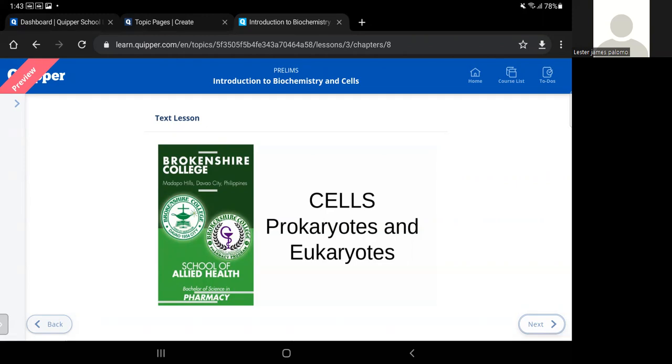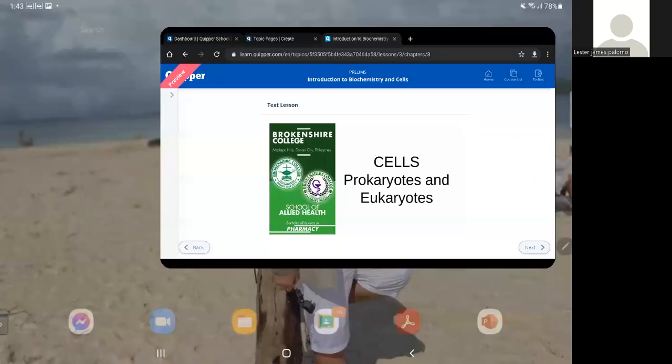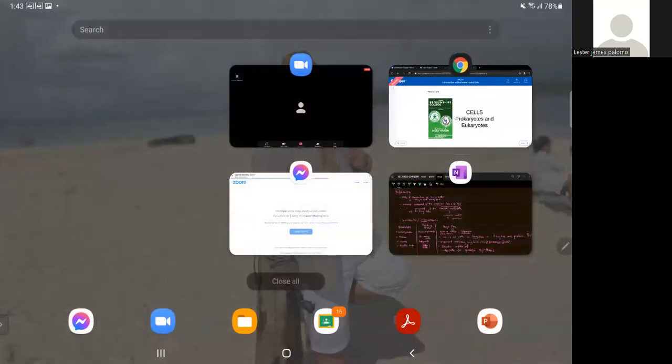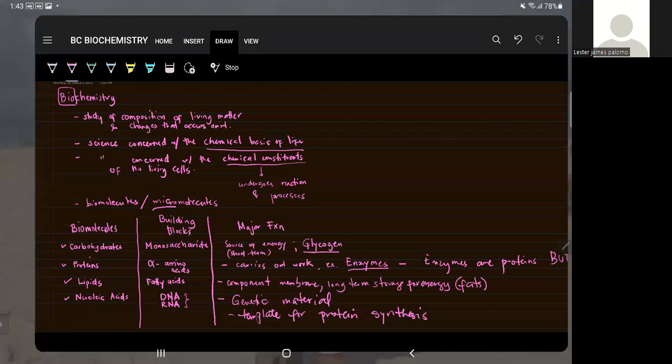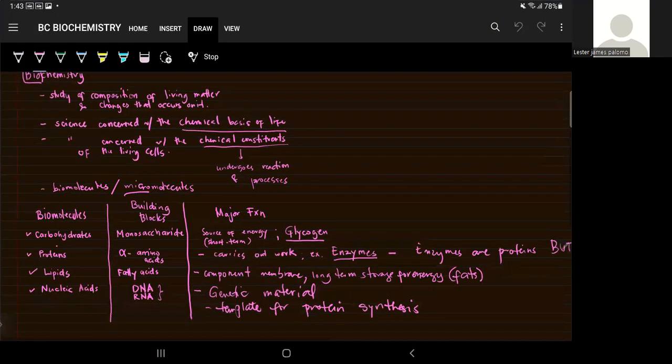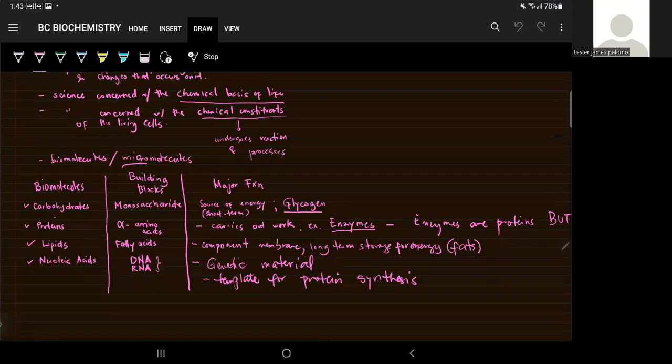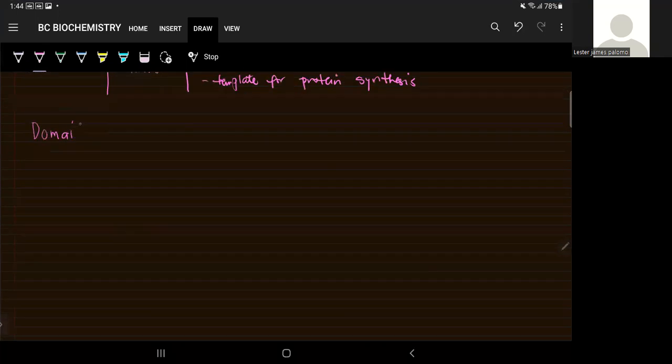Okay, so going back to the types of cells, we have your prokaryotic and your eukaryotic cells. Regarding this, I would like us to review the domains of living organisms that we have. We have three domains, di ba? According to Carl Woese, okay?